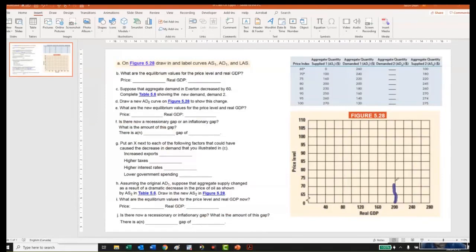Okay, good that everyone looks like they're still paying attention. I'm going to try that again, but it's hard to draw a straight line with your mouse. So here is our long run aggregate supply curve.